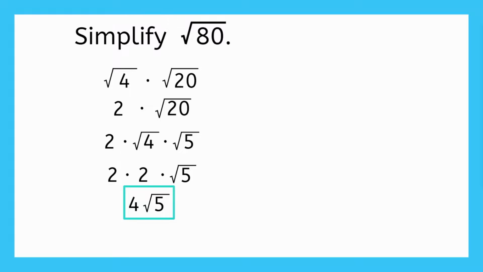You may have noticed that in our original radicand, 80, it had another perfect square factor, 16. So we could have started by rewriting the expression with the factors 16 and 5, which would further simplify to 4 square root of 5, which is the same answer. The only difference is that this way started with the largest perfect square factor of 80.